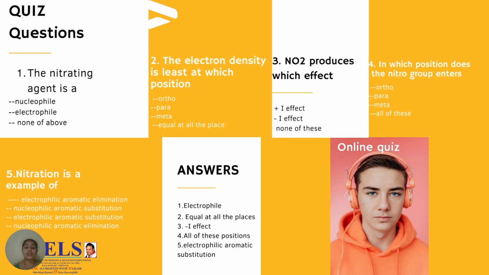Then the last question: nitration is an example of what? Generally we are studying this topic under electrophilic aromatic substitution. So option C will be the correct one for this question.